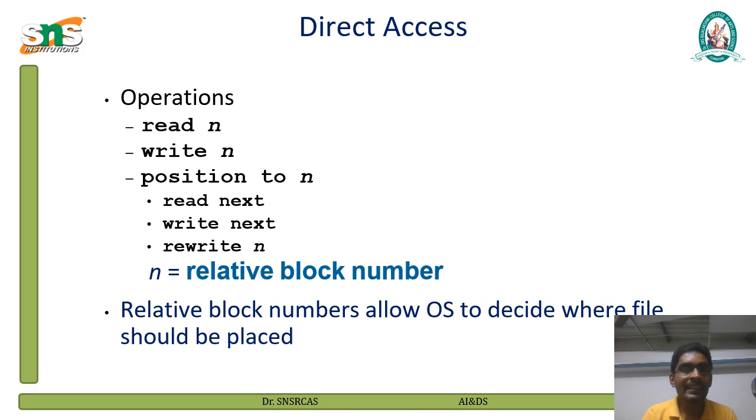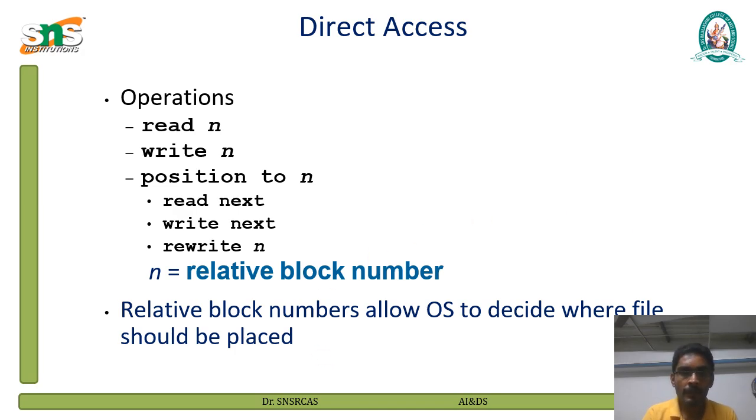And coming to the direct access method. Here, direct access is done by reading n number of bits, or reading content from the nth location of the logical memory. In the same way, write n means writing the content to the nth position or nth file pointer position. And the third, position to n, means the cursor is moved to the nth position, and reading, writing or rewriting is done. N denotes the relative block number here. While doing file access by means of the direct access method, n is the relative block number, and relative block numbers allow the operating system to decide where the file should be placed.